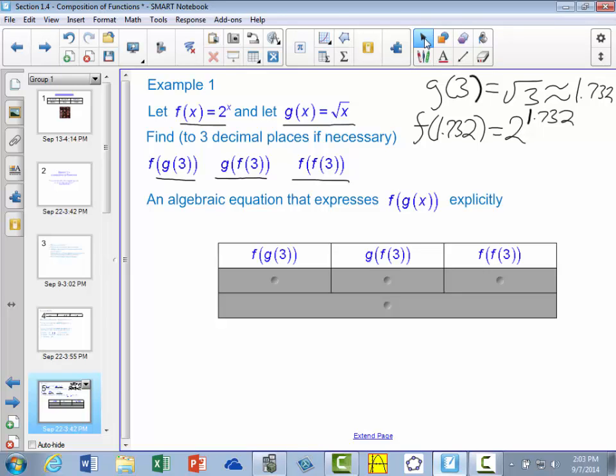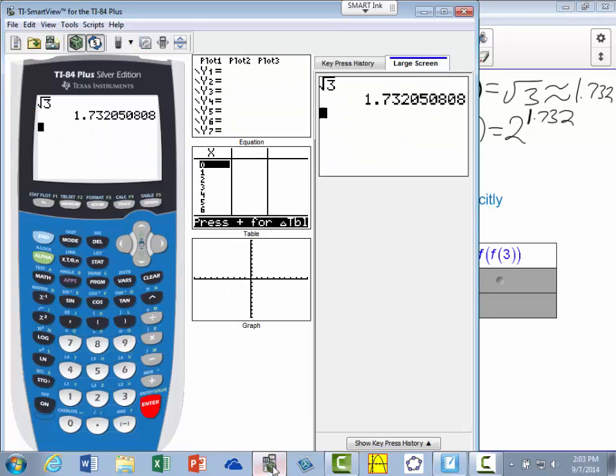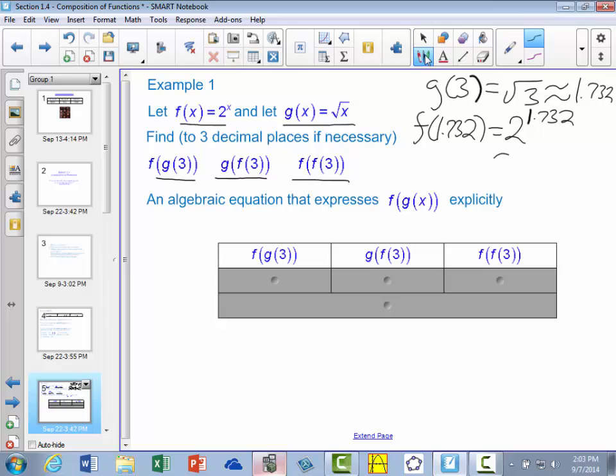So let's go back to our calculator, and we will take 2 raised to the last answer we got. And we see that that's approximately 3.322 if we round. If we check our answer here, 3.322.